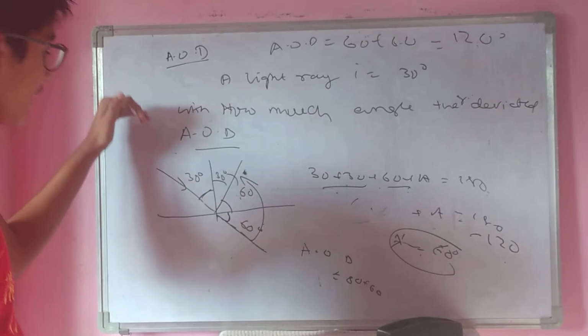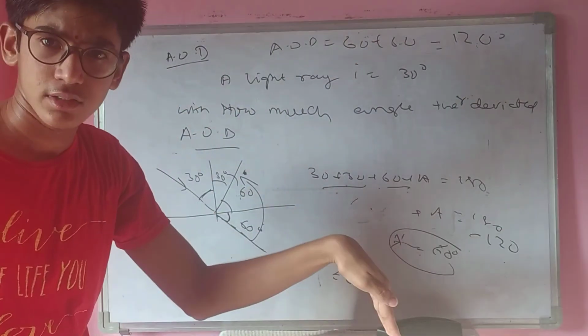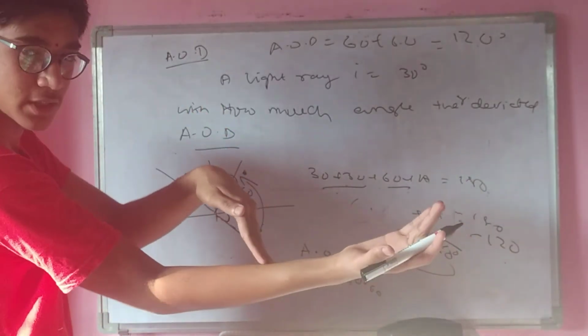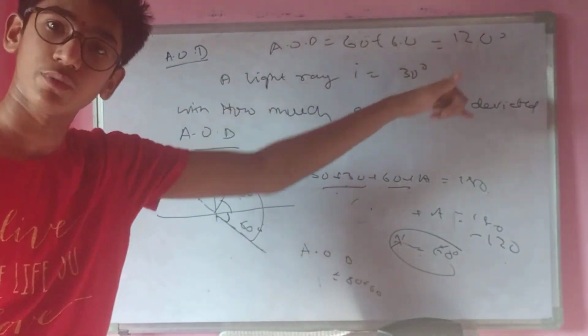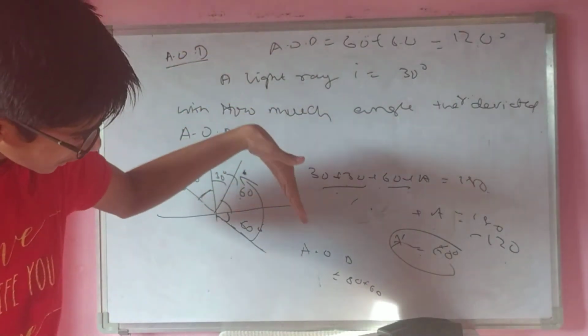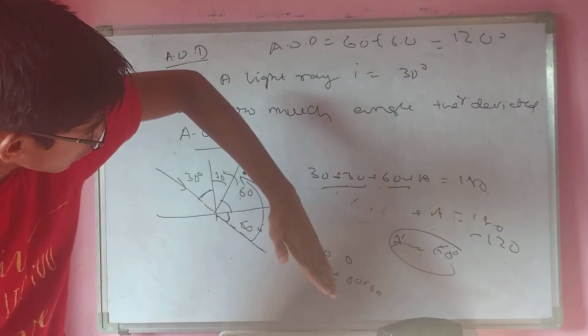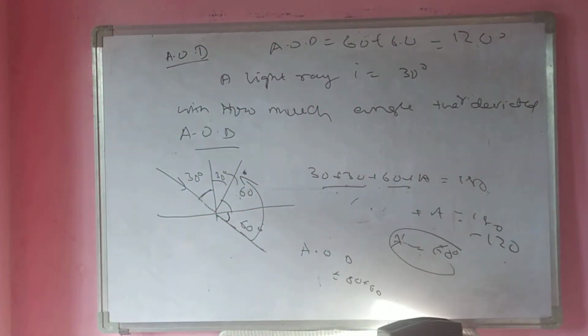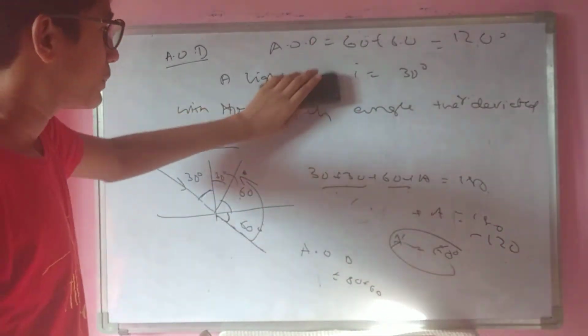Generally the ray is going like this. Due to placing of this plane mirror, it got deviated by an angle of 120 degrees. It is going like this, and due to this plane mirror, it had got deviated by an angle 120, and it is going like this. Okay.